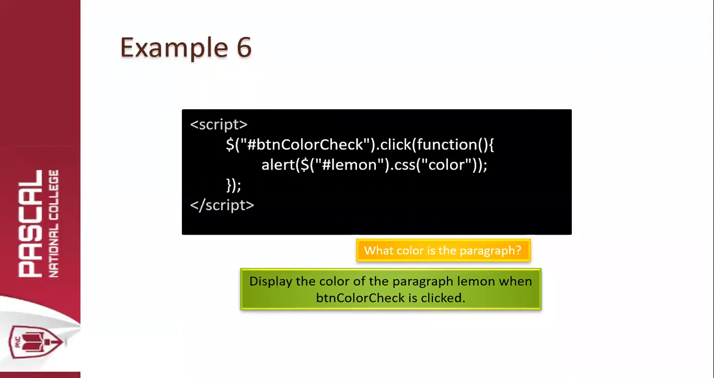So next example, see which color the paragraph is. This is the question. Display the color of paragraph lemon when btn color checked is clicked. This means you should have this button. Now this one with alert, css color name, you just show. This means you are trying to get the value of the color when you click on the button btn color click.